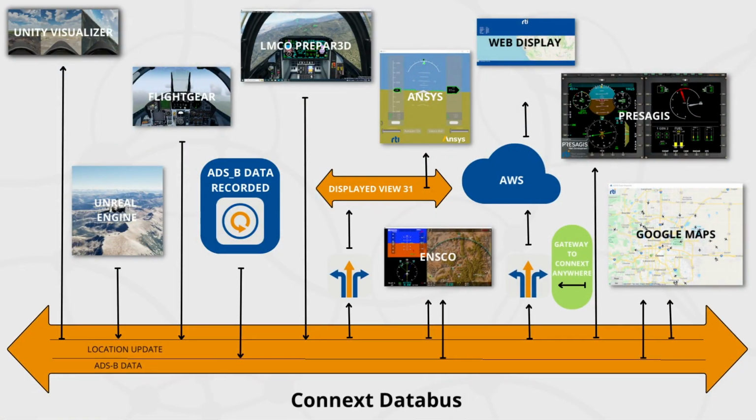The demo uses multiple flight simulators as sources of data, including Unreal Engine, FlightGear, and Lockheed Martin Prepar3D, all publishing to the RTI Connext databus. These three simulators can be visualized using a Unity visualizer which subscribes to the databus, along with various cockpit displays from our partners like ENSCO, Presagis, and Ansys.